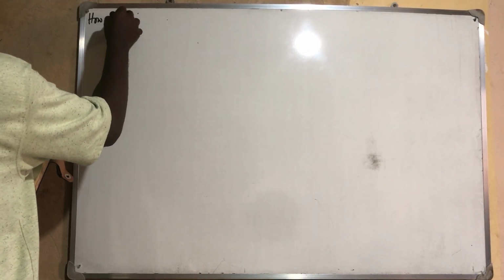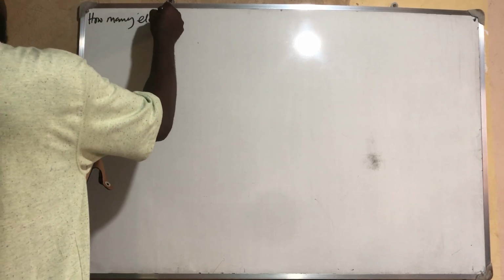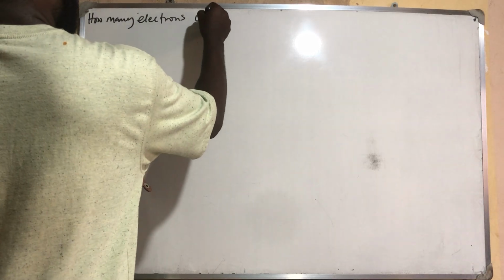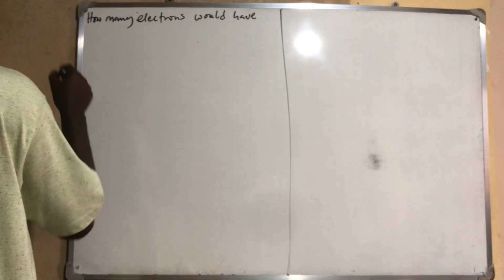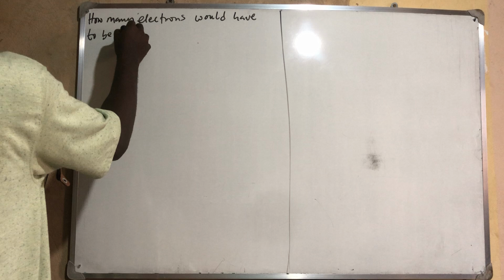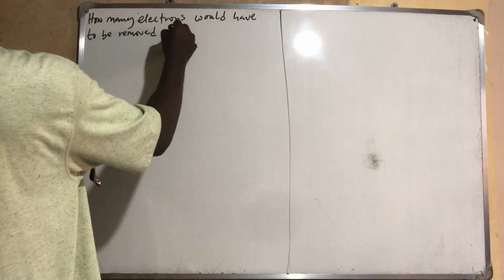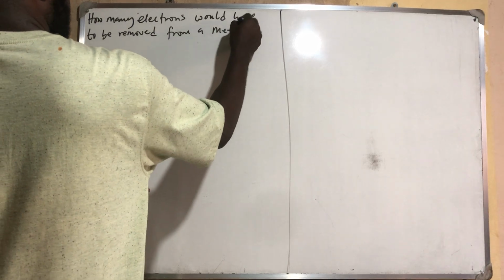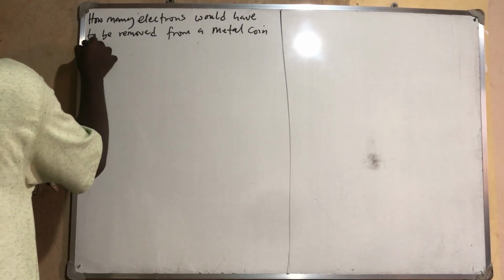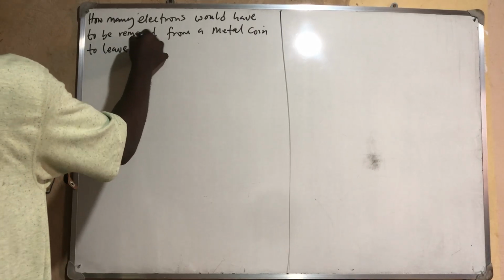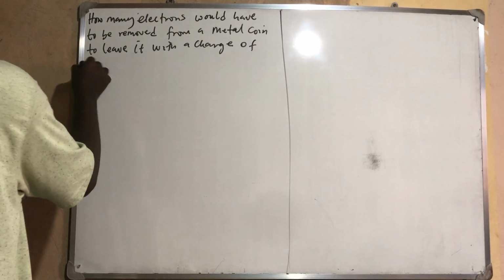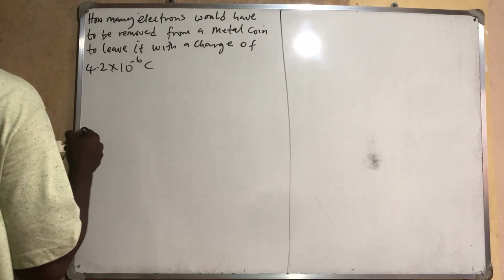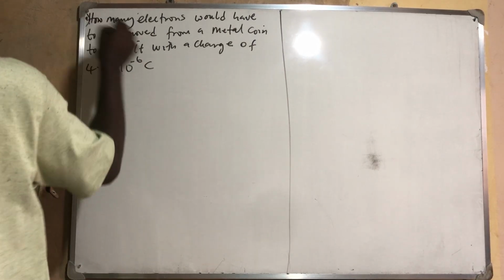So the next question here said, how many electrons would have to be removed from a metal coin to leave it with a charge of 4.2 times 10 raised to power minus 6 coulomb. That's the first question, question number A.